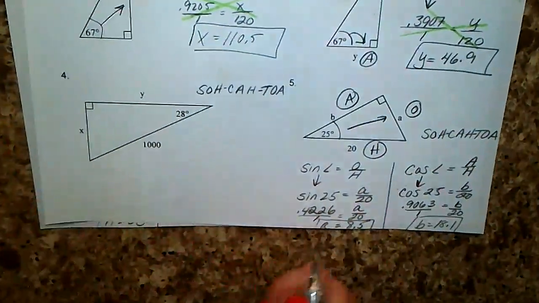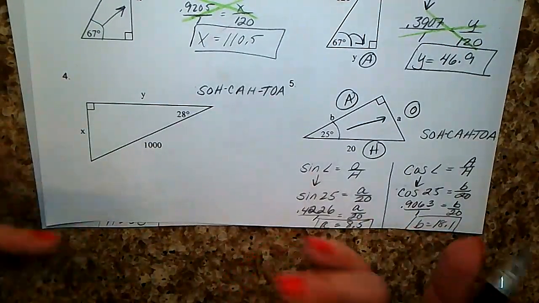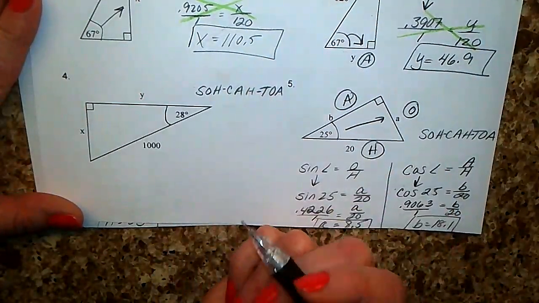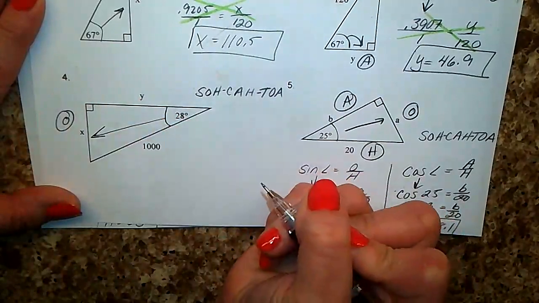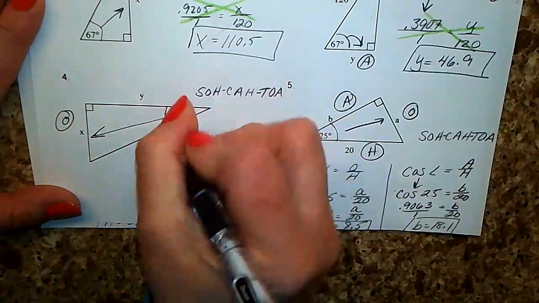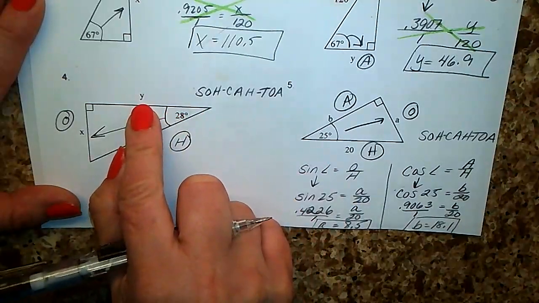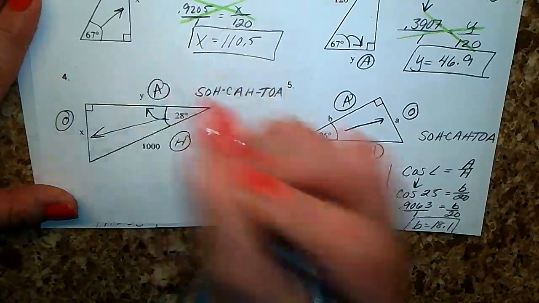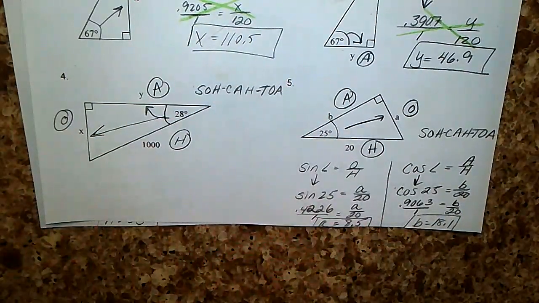Now, take a look at this one. This one looks confusing. If you take a look at this, how do we know what to do first? From my angle, I have 2 missing sides. I have an opposite over here. Of course, we know the 1,000 is across from the 90, so that is our hypotenuse. But this side right here, that is our adjacent to that 28. Oh boy, I got all 3. So how do I decide which one to use?